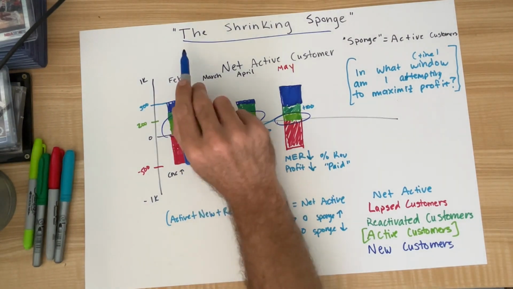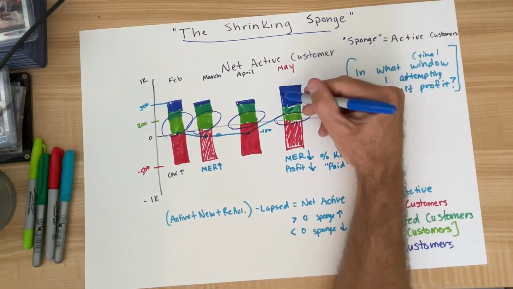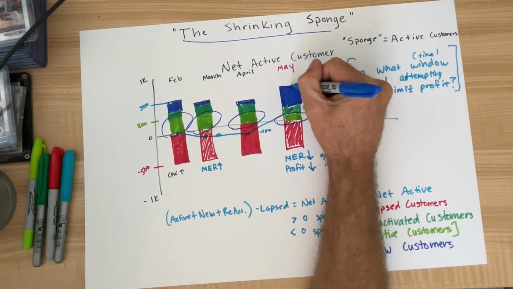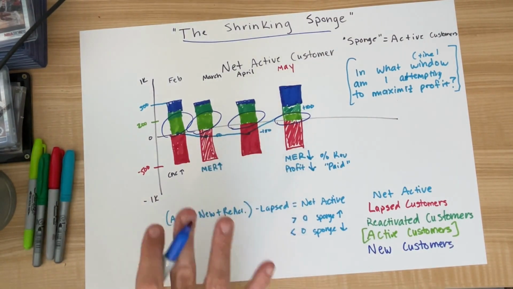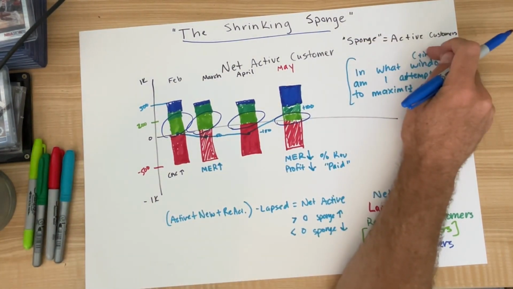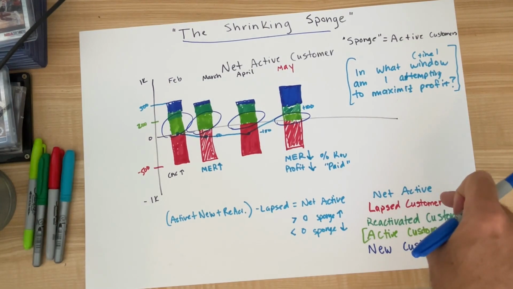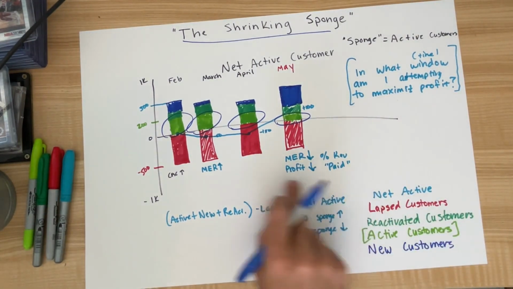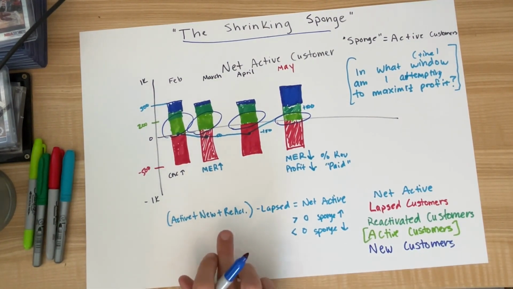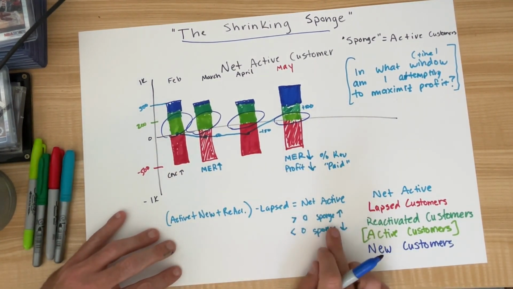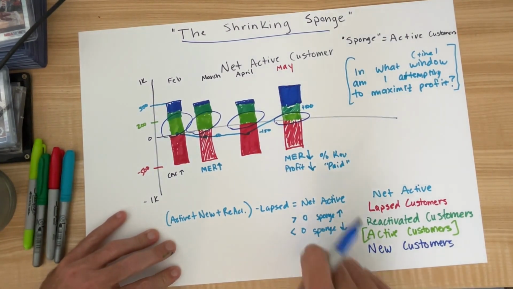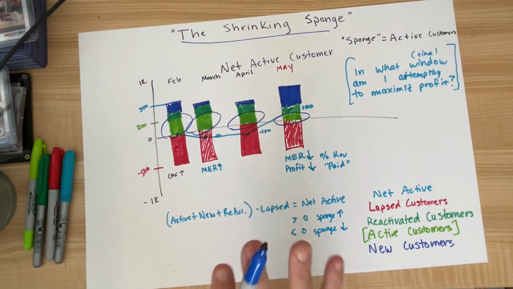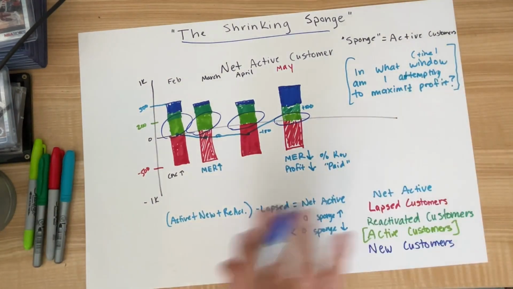Every month, to ensure the avoidance of the shrinking sponge, we have to have goals around not just MER, not just revenue and profitability, but also the view and health of our customer file. Sponge equals active customers, tracking these 4 categories of customers: active, lapsed, reactivated, and new. And then the formula for net active is active plus new plus reactivated minus lapsed equals the net active. Greater than 0, sponge grows; smaller than 0, sponge shrinks. Will help ensure that you are protecting not just today's revenue, but your revenue long into the future.